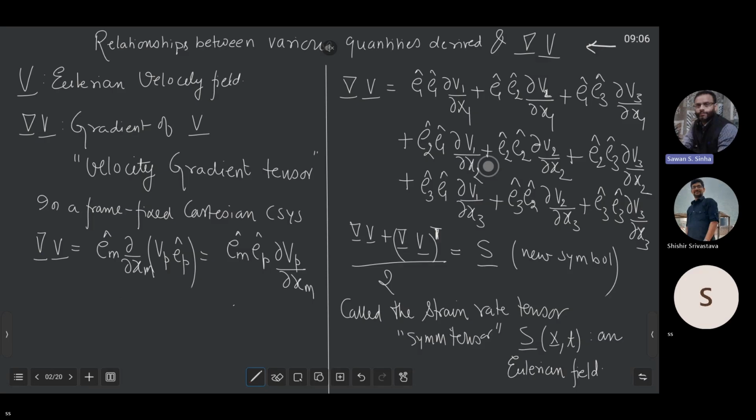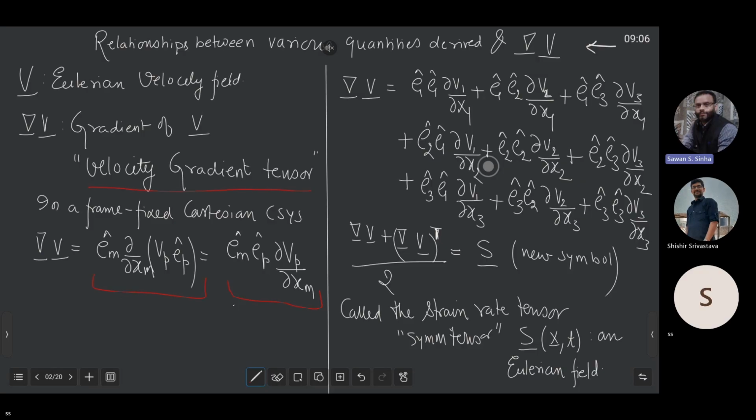V is the Eulerian velocity field, and you take the gradient of that. We call it the velocity gradient tensor. You can also call it gradient of velocity tensor, but most of the times we call it velocity gradient tensor. In a frame fixed Cartesian coordinate system, if I choose that as my working coordinate system, then this would be the expression of the velocity gradient tensor. In index notation, this is what it is.